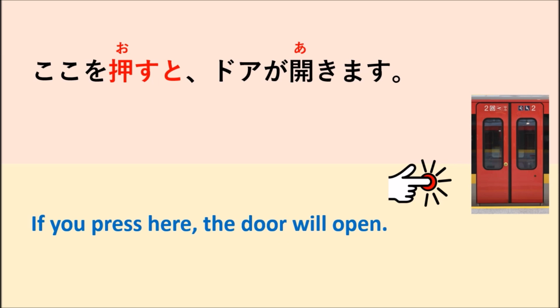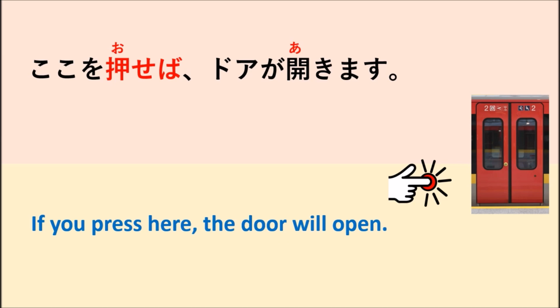In a case like this, you can use to. For example, koko o osu to door ga akimasu means if you press here, the door must open. It happens continually and must happen. So in a case like this, you must use nani nani to followed by the main clause of the sentence, door ga akimasu.